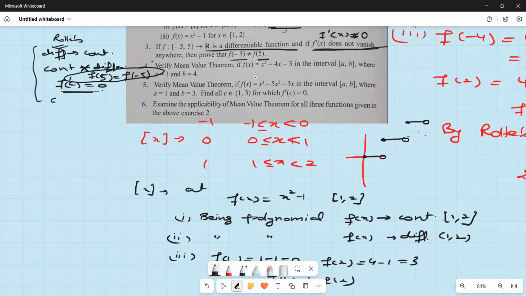But f dash c is never 0. It is given over there. So this supposition is wrong for us. So f of 5 can't be equal to f of -5. Clear?